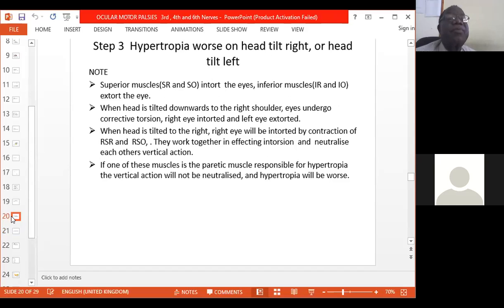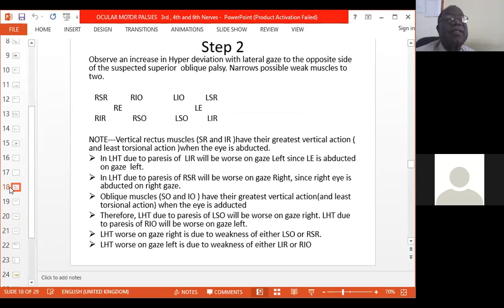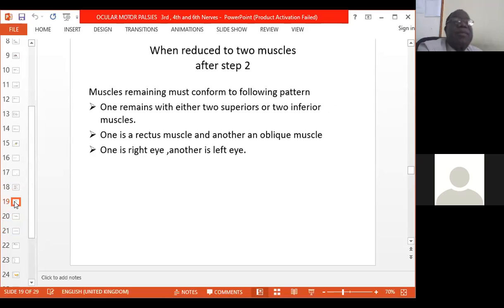Step 3: hypertropia, worse on head tilt to the right or head tilt to the left. Superior muscles remaining must conform to the following pattern. One remains with either 2 superior or 2 inferior muscles. One is a rectus muscle and the other an oblique muscle. One is the right eye and another is the left eye.